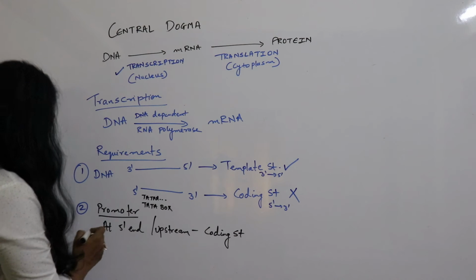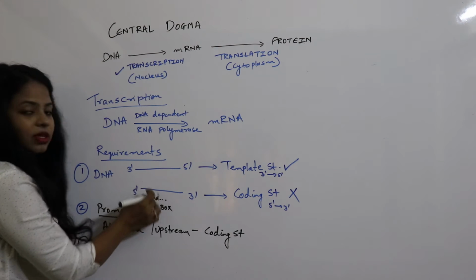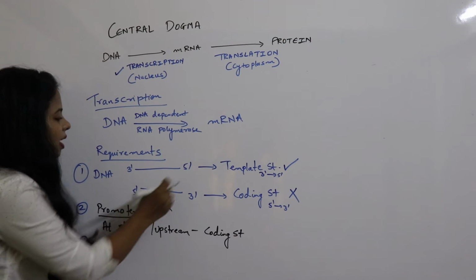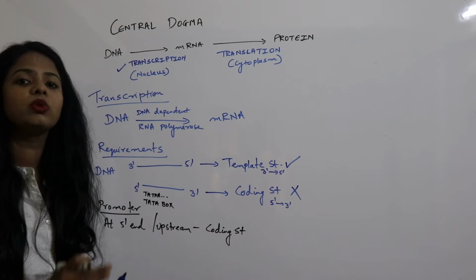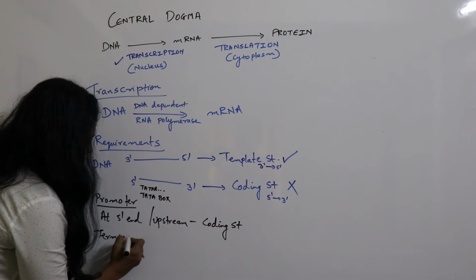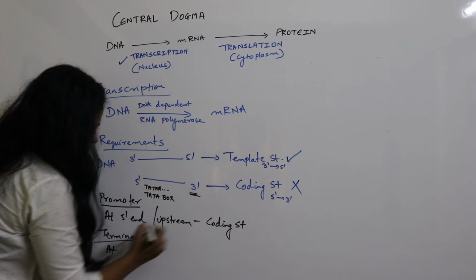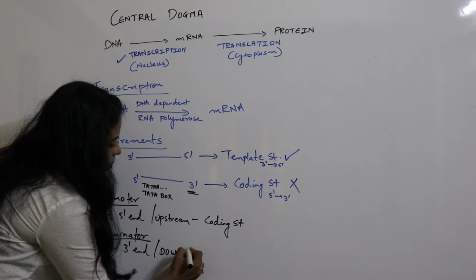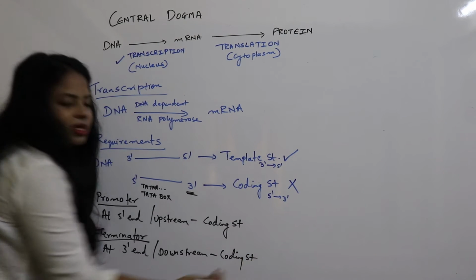Now the third requirement. Here promoter is the sequence at which the process starts, and terminator is the sequence that is present at the 3' end of the coding strand. This sequence is the sequence at which the process stops. So next requirement is terminator. Terminator is the sequence which is present near the 3' end, that is downstream of the coding strand.